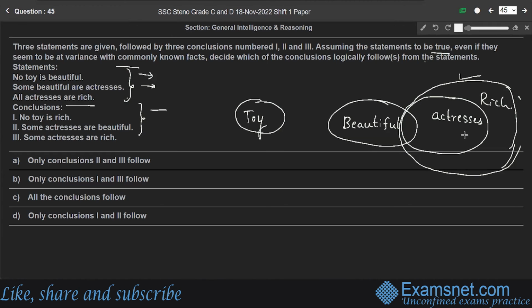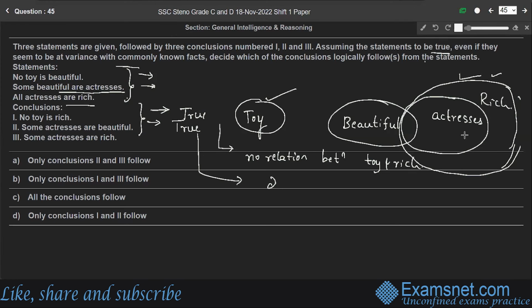Now come to the conclusion part. No toy is rich. So here is set of toy, here is set of rich. So we can conclude no toy is rich, a true statement, because there is no relation between toy and rich. So no toy is rich. Second one, some actresses are beautiful. So which is true because some beautiful are actresses, because of the second statement. So we can conclude some actresses are beautiful, due to the second statement.